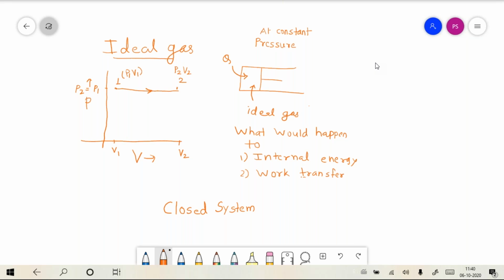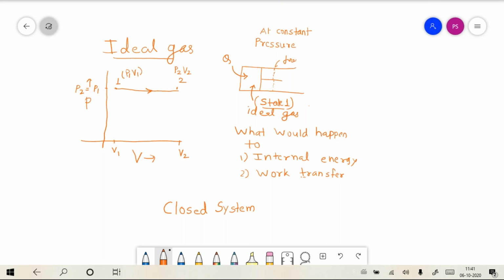Let us say that what I had drawn is state 1. This is state 1, and then the system moves to another state. I'll just show it on the same diagram, a new state, by a dotted line. This dotted line would represent the final position of the piston.